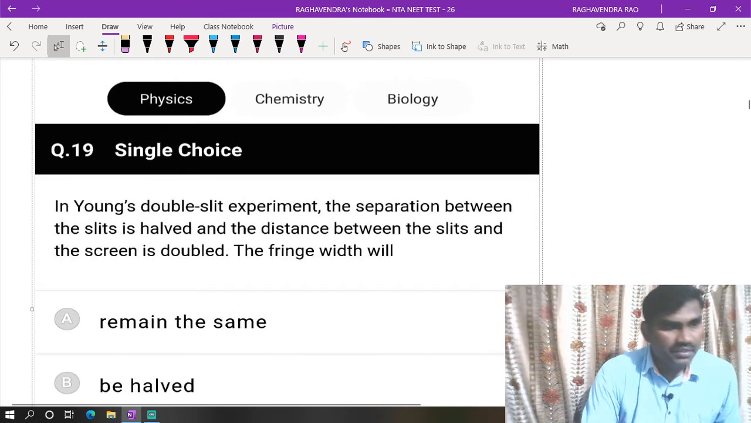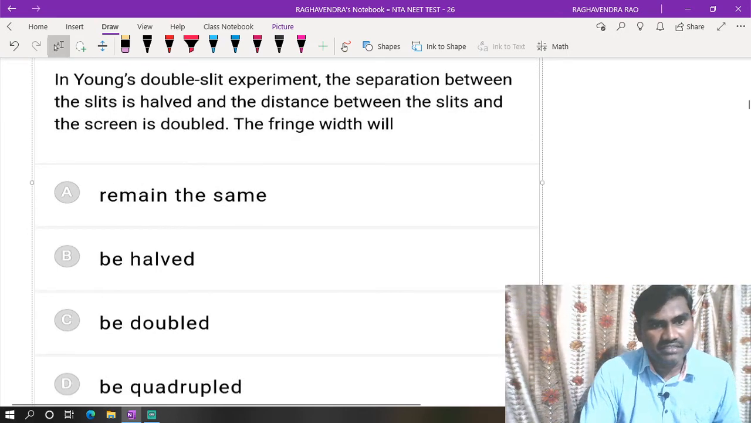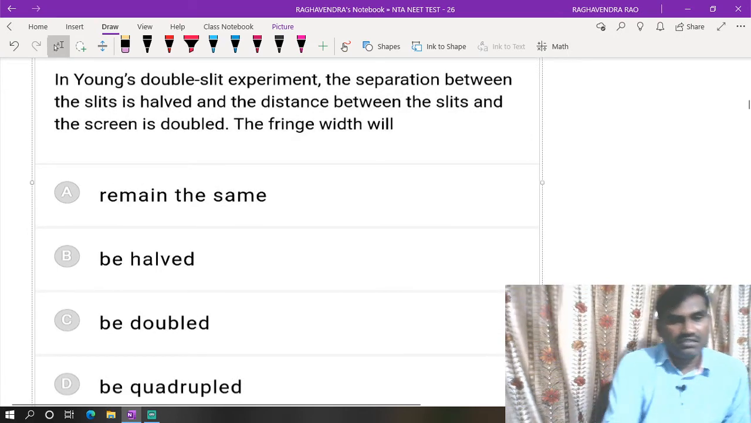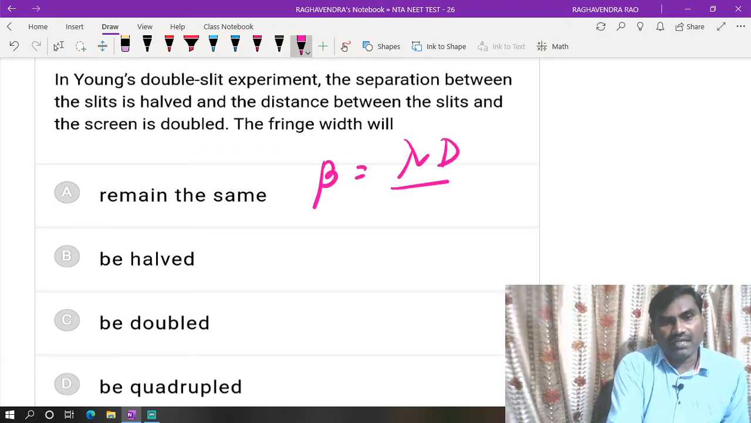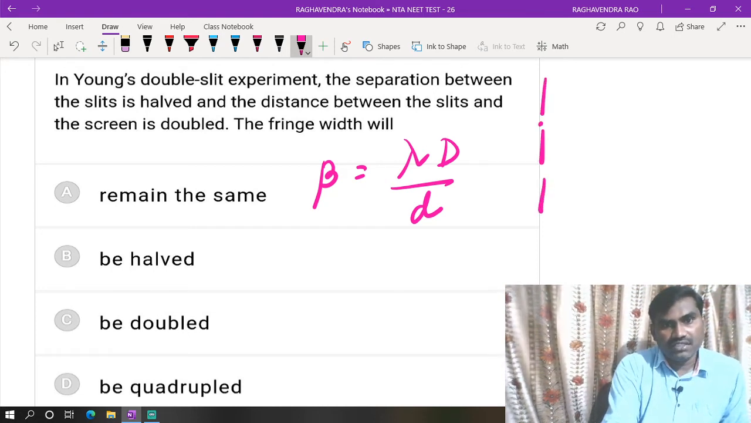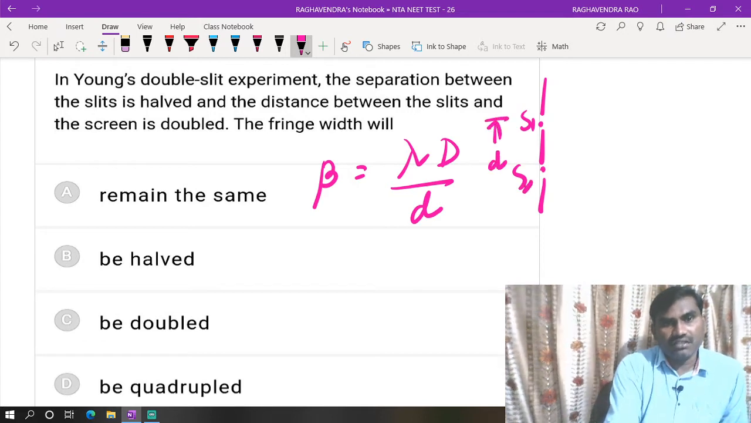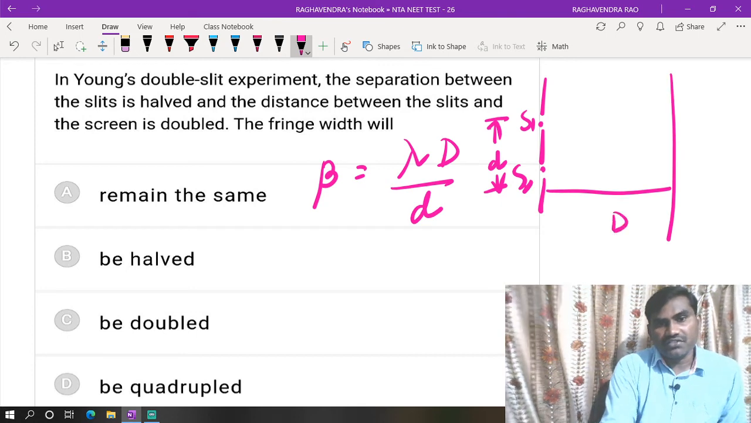Right. Next, in Young's double slit experiment, the separation between the slits is halved and the distance between the slits and the screen is doubled. The fringe width? So fringe width is a direct formula based question. Beta is equal to lambda D by d, where D is the distance between the slit and the screen, and d is the distance between the two slits. We have it like this. This is slit S1, this is S2. The distance between these two is small d. The distance between slit and screen is capital D.